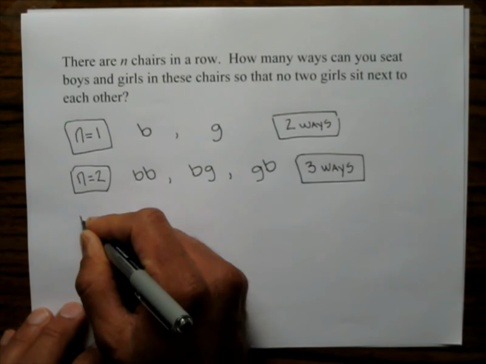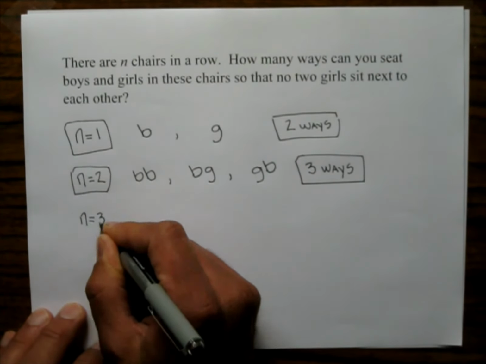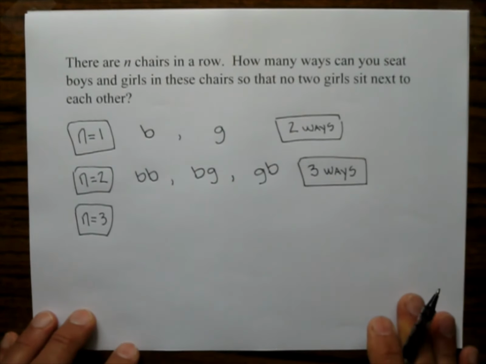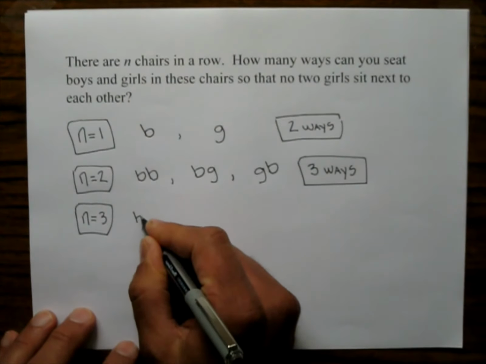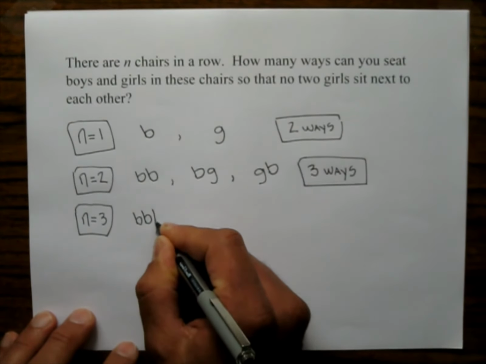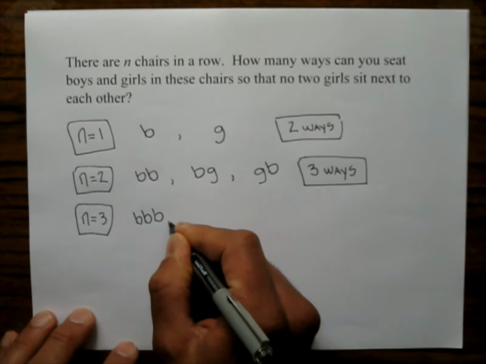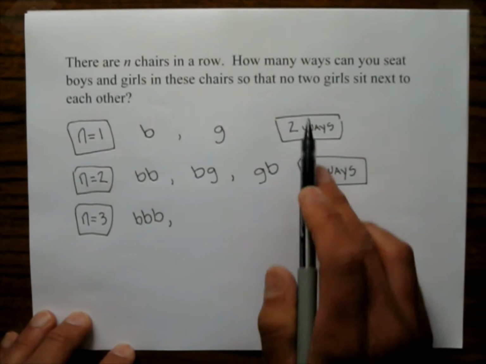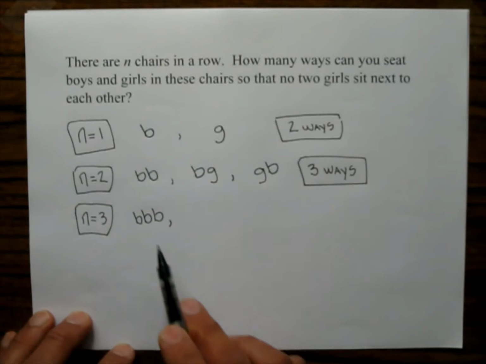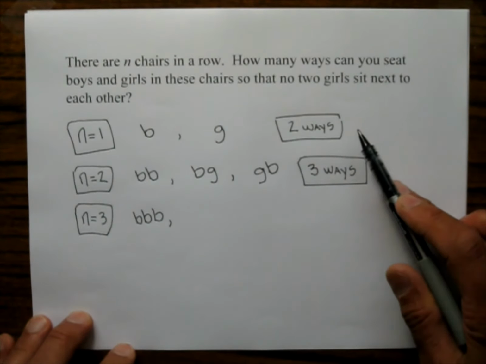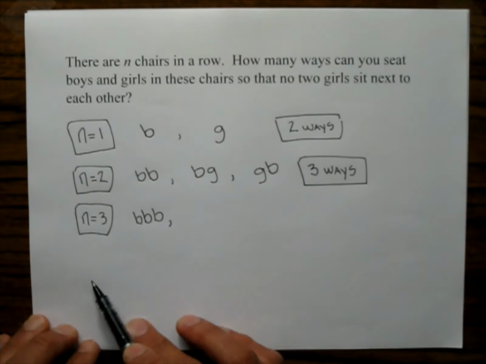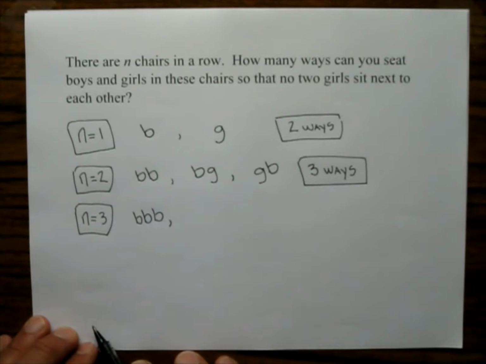So we go with 3 chairs. And with 3 chairs we have boy, boy, boy. And then you have some other possibilities, but you can't have the possibility girl, girl, girl, or girl, girl, boy. No two girls sit next to each other. So the deal is, is there some sort of pattern here with our answers as we continue to add extra chairs?